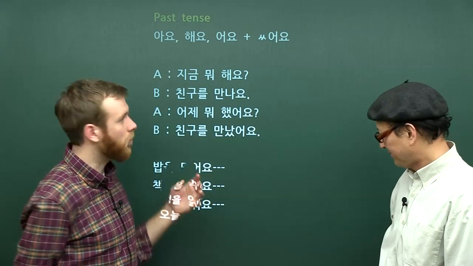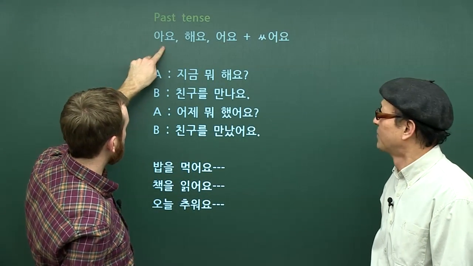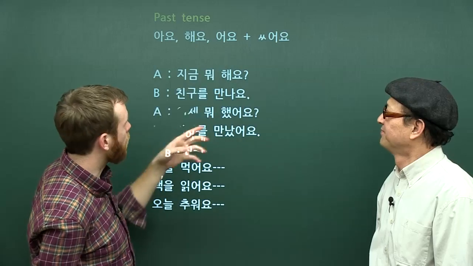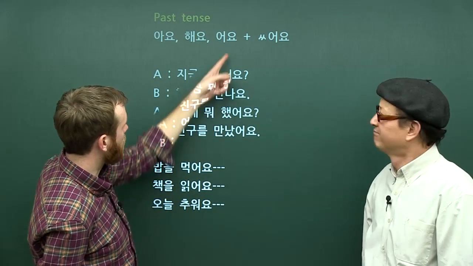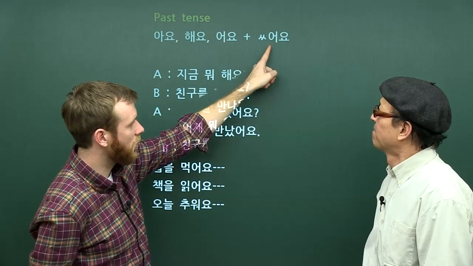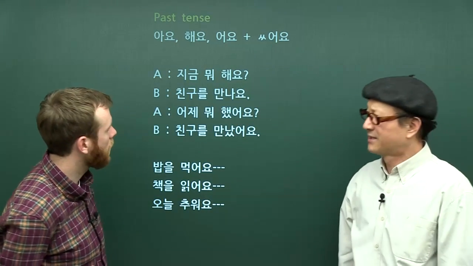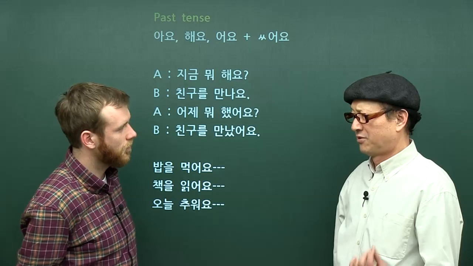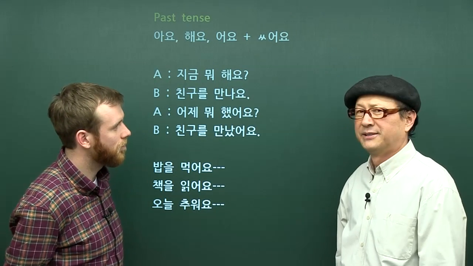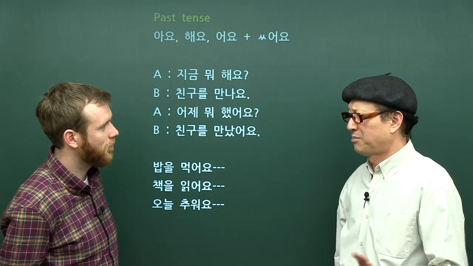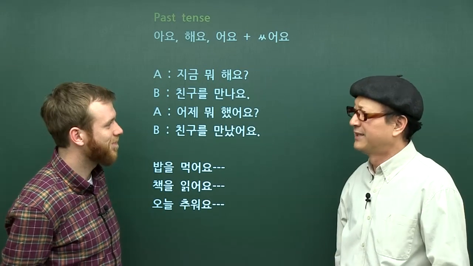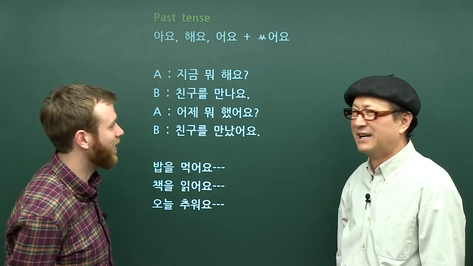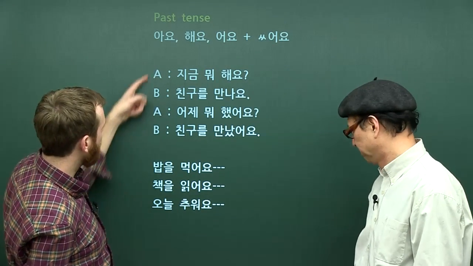Just like in the present tense, we only have three endings. So for the past tense, again, it's the same endings, but with ㅆ. No exceptions. And adjective, verb doesn't matter. First, second, third person doesn't matter. Singular, plural doesn't matter. As simple as possible. So let's take a look at our dialogue here.